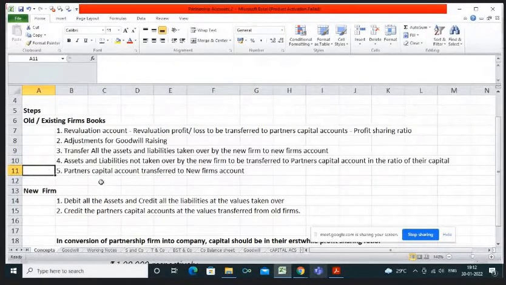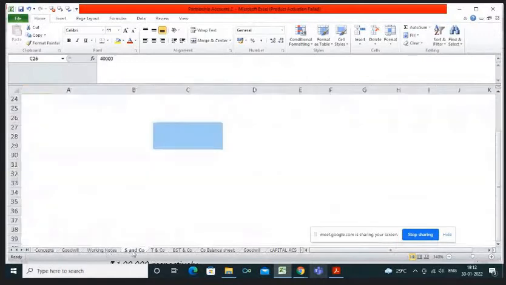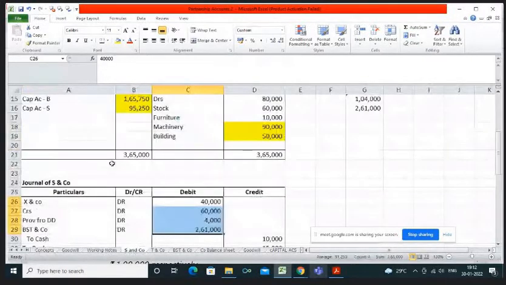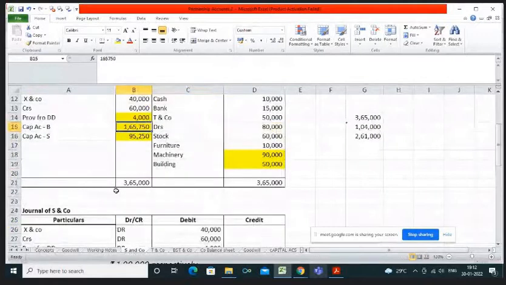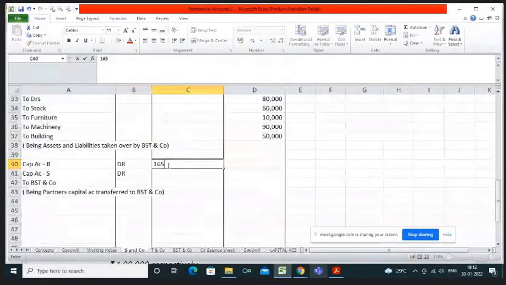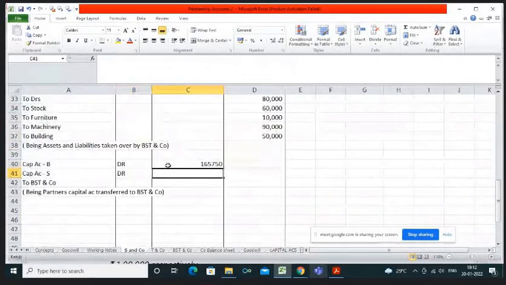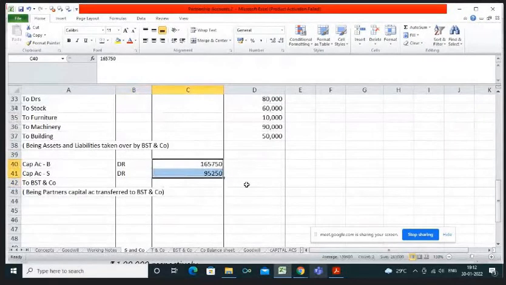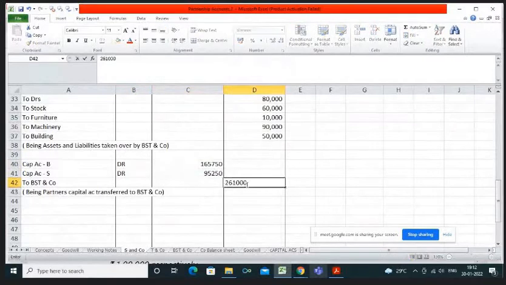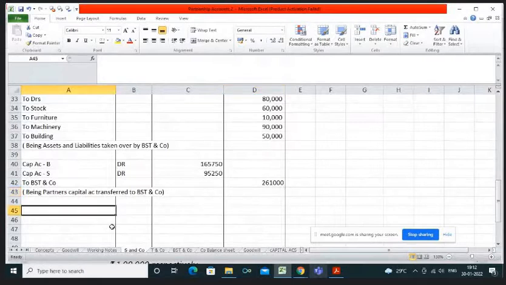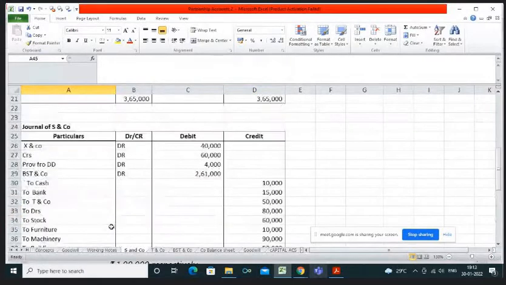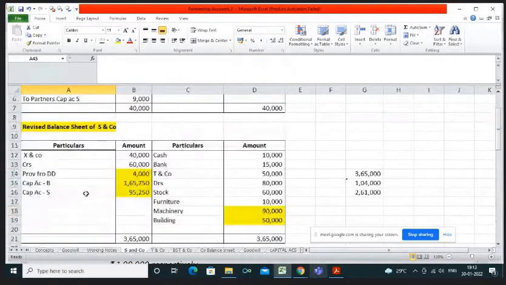Partners' capital accounts should be transferred to the new firm's account. Partners' capital account will always have a credit balance, so we have to debit it. How much? It is 1,65,750. And in the case of the other partner, it is 95,250. The total will be 2,61,000. It should be credited to the BST and Co. So these are the steps we have to do in the case of the existing or old firm.